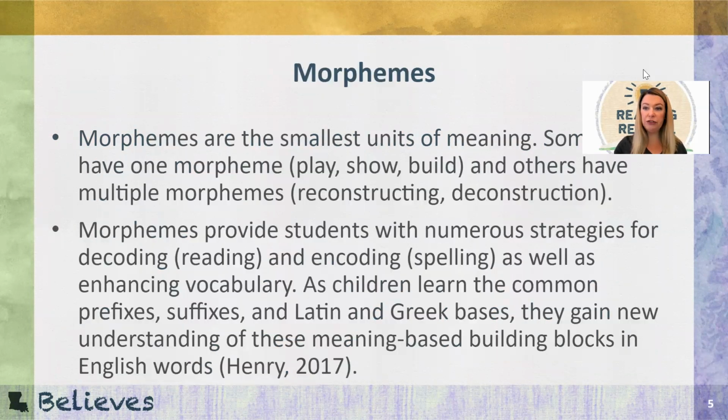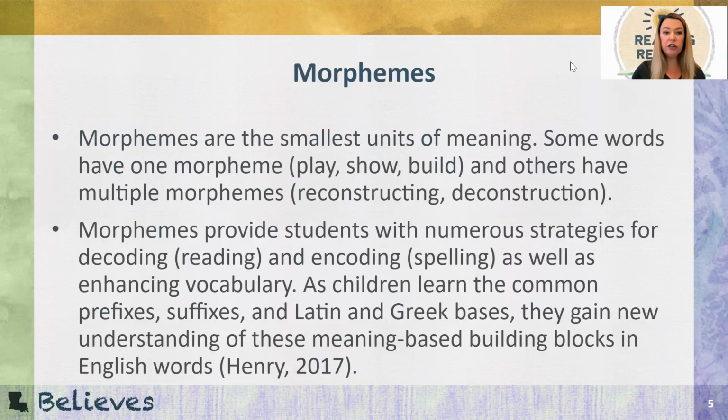They are the smallest units of meaning. Some words have one morpheme, as we talked about, such as play, show, and build, and others have multiple morphemes. And in the last session, we talked about the fact that reconstructing and deconstruction have 4 separate morphemes. They each have 2 prefixes, a base, and a suffix. And we're going to explore more about that when we get into the word matrices activity in just a bit. You'll see how that works.